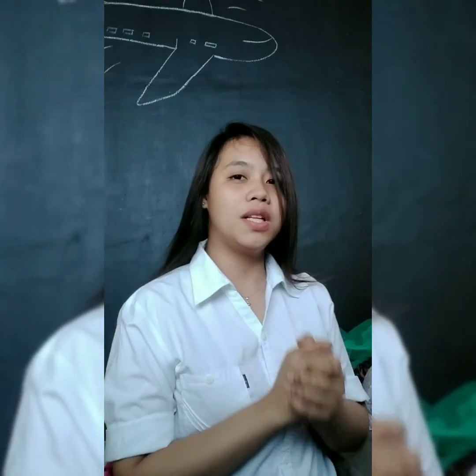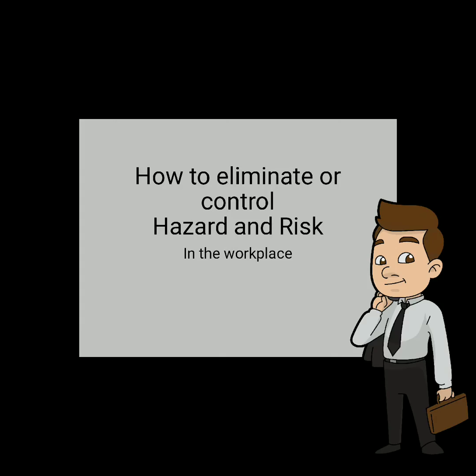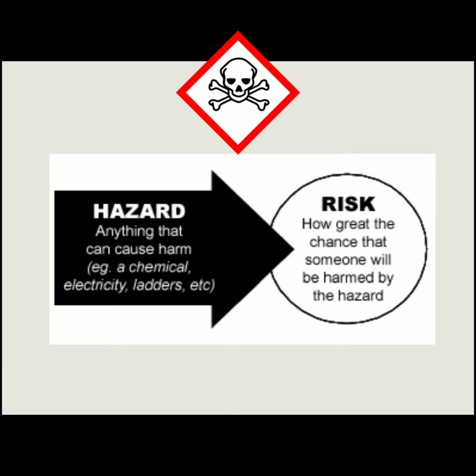And today I will discuss how to eliminate or control the hazard and risk in the workplace. So, let's go! First, what is hazard? Hazard is anything that can cause harm. Example: chemical, electricity, ladders, etc. While risk is how great the chance that someone will be harmed by the hazard.